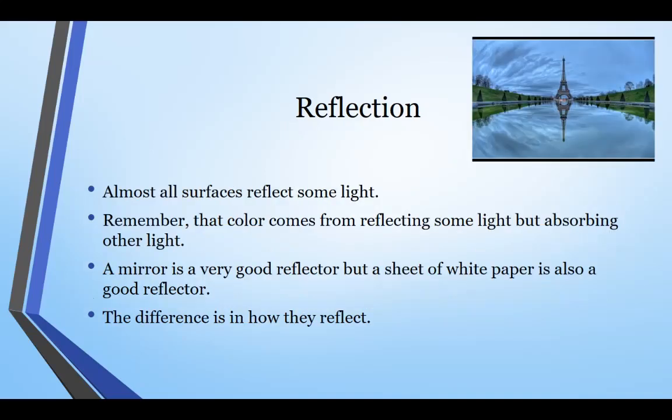And then the one we're going to focus on today is reflection. Almost all surfaces reflect some amount of light. Remember that when we see objects, what we're seeing in most cases is the light that's reflected off those materials. The color that we see is from certain wavelengths being reflected versus others being absorbed by the material. A mirror is a good reflector, but a sheet of white paper is also a very good reflector in a different way. The difference is how they reflect, and we'll talk more about that as we take a look.